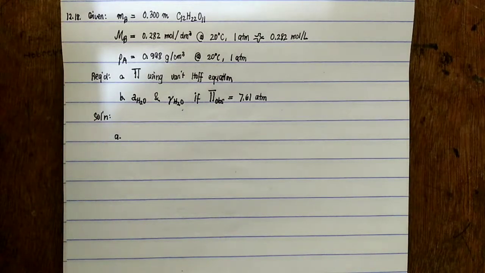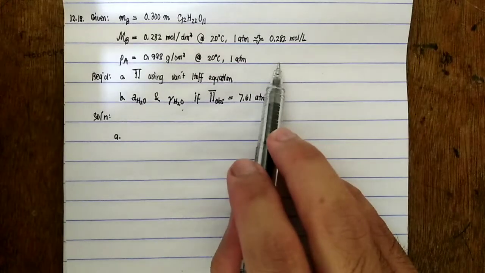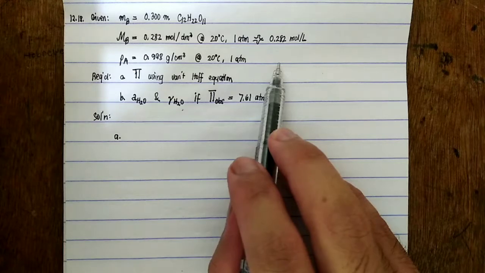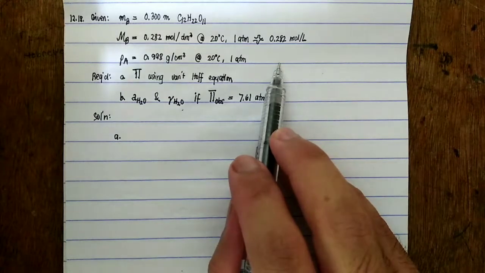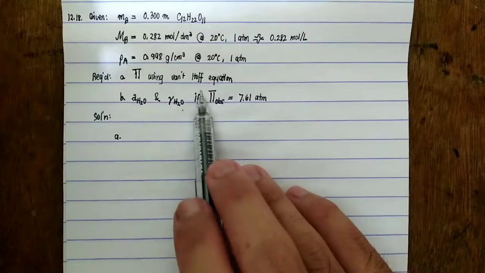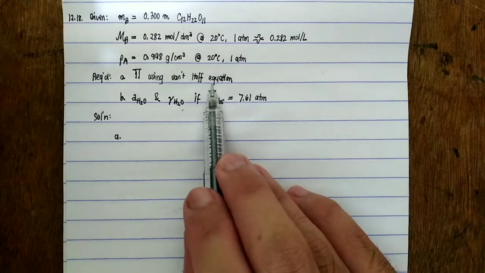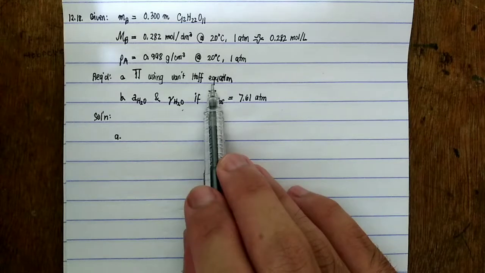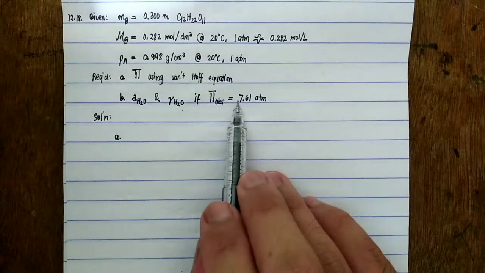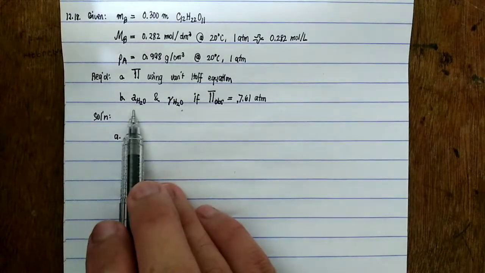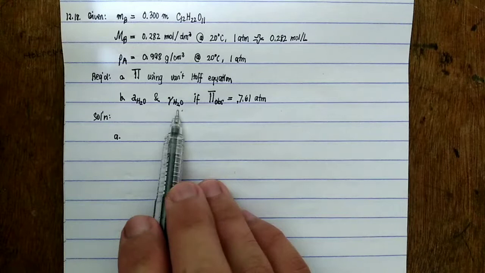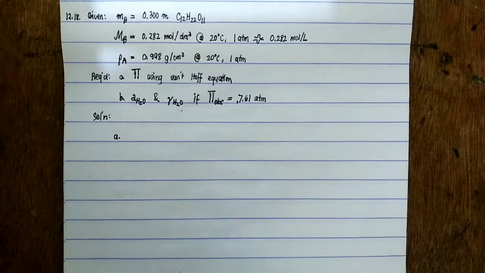Item 12.18 of Levine is all about osmotic pressure. Summarized here is the information given to us, and we are now asked to find the following. Letter A, estimate the osmotic pressure of this solution using the van 't Hoff equation. And B, given that the observed osmotic pressure of this solution is 7.61 atm, we are now supposed to find the activity a of the water and the activity coefficient gamma of the water in this particular solution.